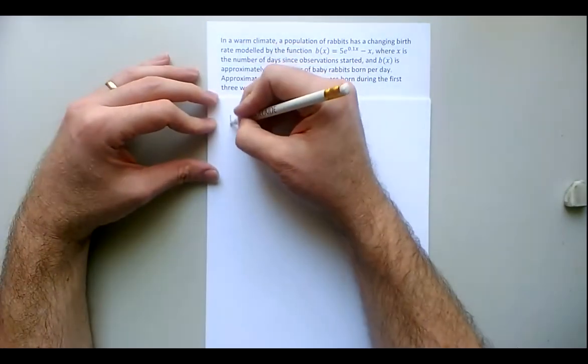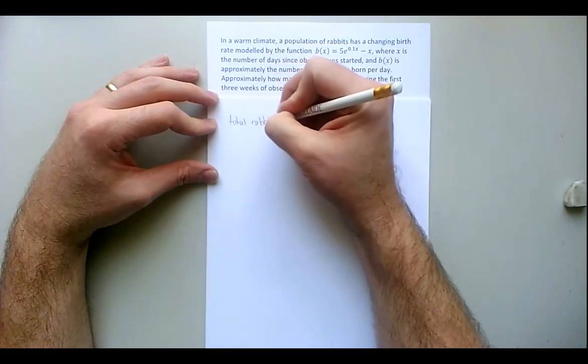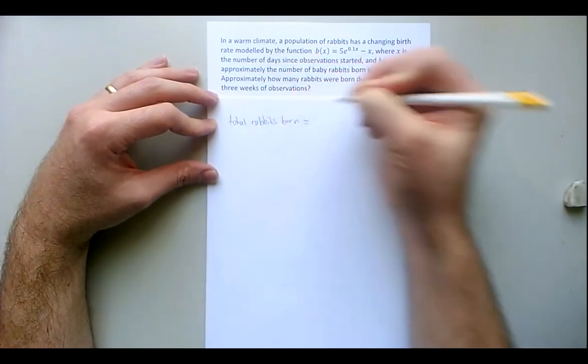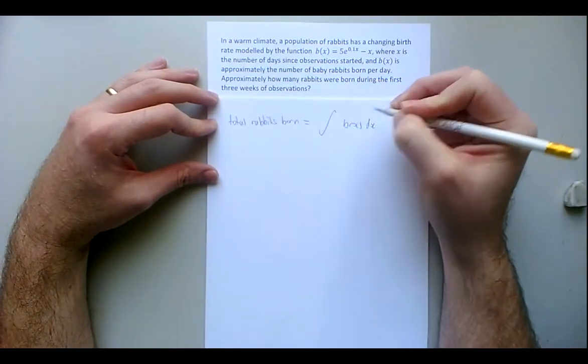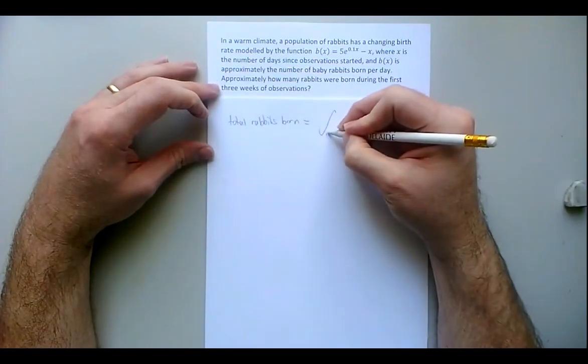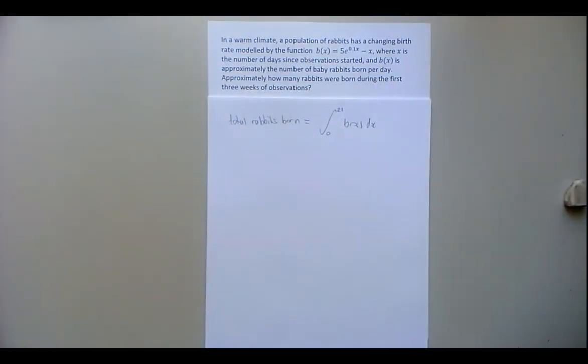Okay, so the total rabbits born should be an integral of the birth rate. Let's see, first 3 weeks would be from time equals 0 to time equals 21, because there's 21 days in 3 weeks.